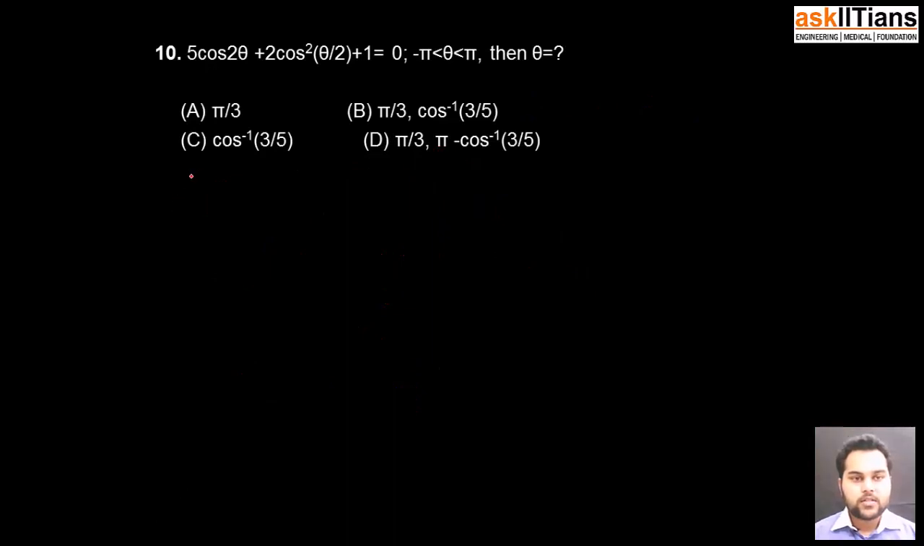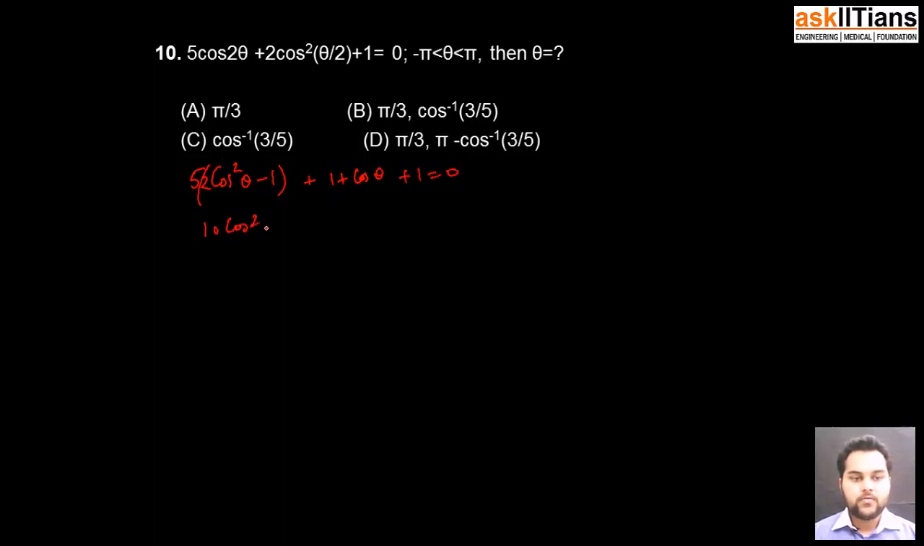So the next question says 5 cos 2 theta plus 2 cos square theta by 2 plus 1 is equal to 0, and theta lying between minus pi and pi, and then I have to find the value of theta. So it's not a general solution, I'll just have to find the value of theta. What I would do is, first I would write cos 2 theta in terms of cos theta, that is 2 cos square theta minus 1, plus, now 2 cos square theta by 2 can be written as 1 plus cos theta, plus 1 is equal to 0.